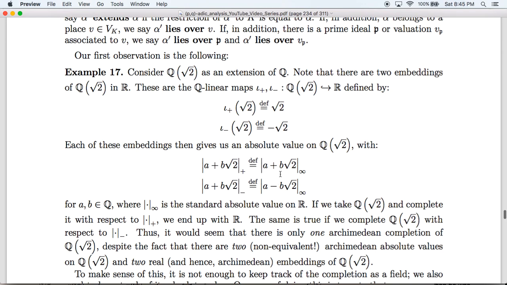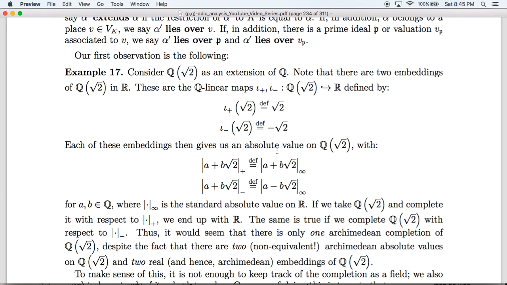Now something really cool to note here is that whether or not we equip Q with the positive absolute value or the negative one, in both cases we will get valued fields, and in both cases the completions of those fields will be equal to R. Thus, it would seem that there is only one Archimedean completion of Q root 2, despite the fact that there are two non-equivalent Archimedean absolute values on Q root 2, and two real and hence Archimedean embeddings of Q root 2 in R.